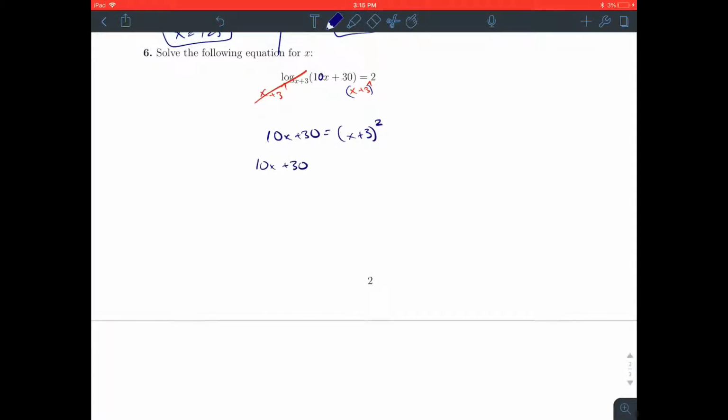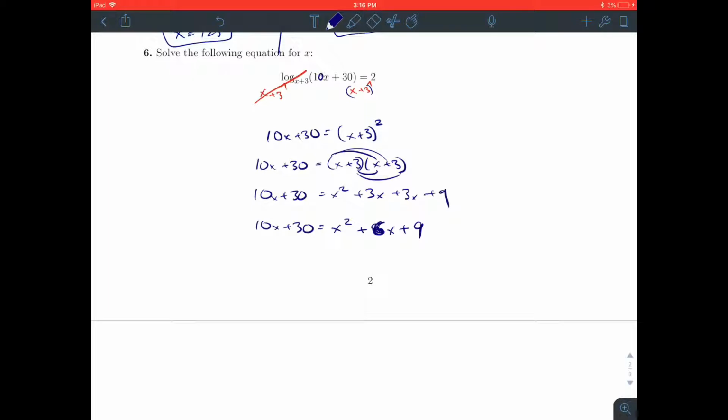Let's see, 10x plus 30 equals x plus 3 to the second power, which means that thing times itself. 10x plus 30 is equal to x squared plus 3x plus 3x plus 9. So 10x plus 30 is equal to x squared plus 6x plus 9. Now we subtract 10x on both sides and subtract 30 on both sides, because I'd like to use factoring to finish this problem, and I need it to be equal to 0. That leaves us with x squared minus 4x minus 21 equals 0.